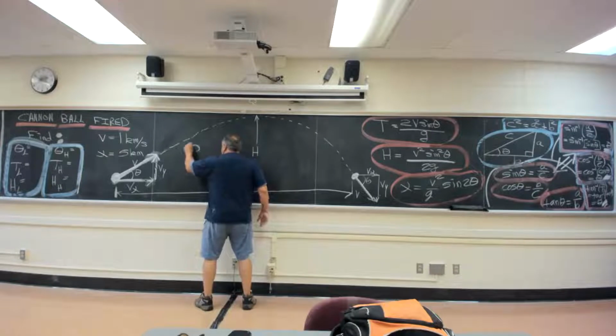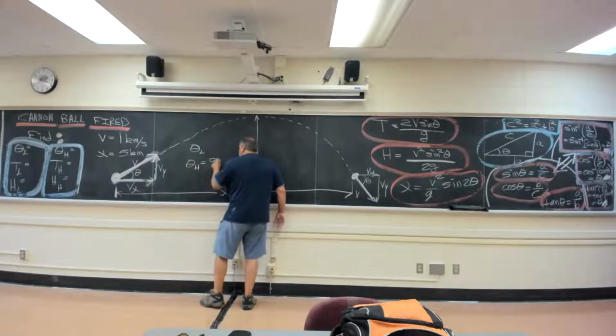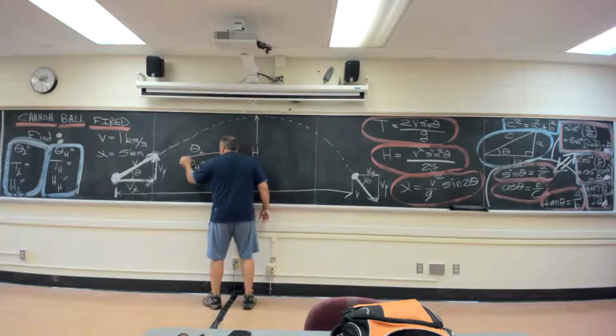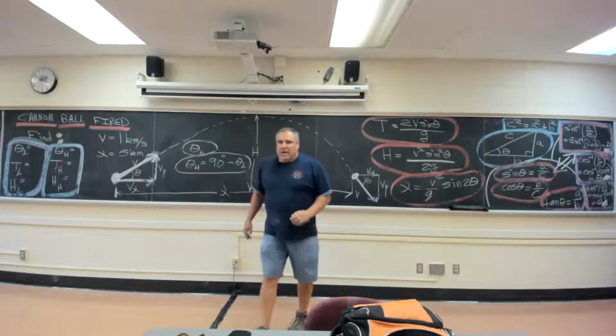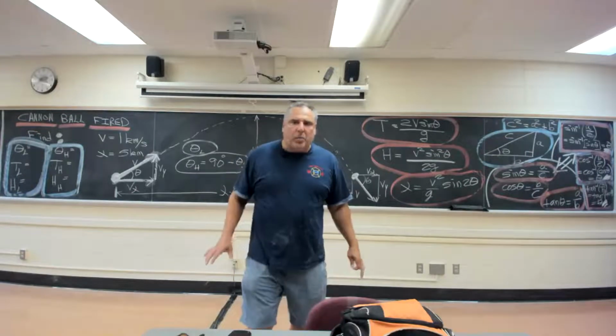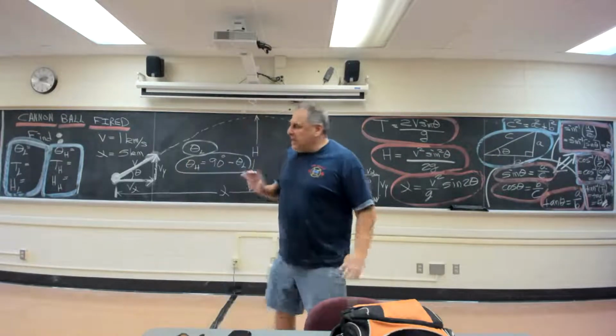You're looking at theta sub L being something, and theta sub H being 90 degrees minus that something. This is how it works in matters such as that, given ideal circumstances, no air resistance, and the like.